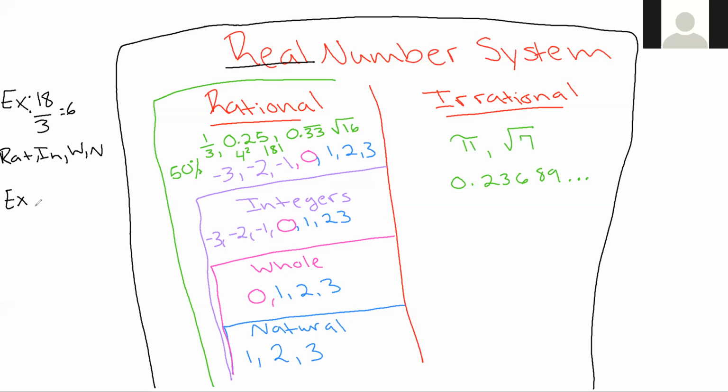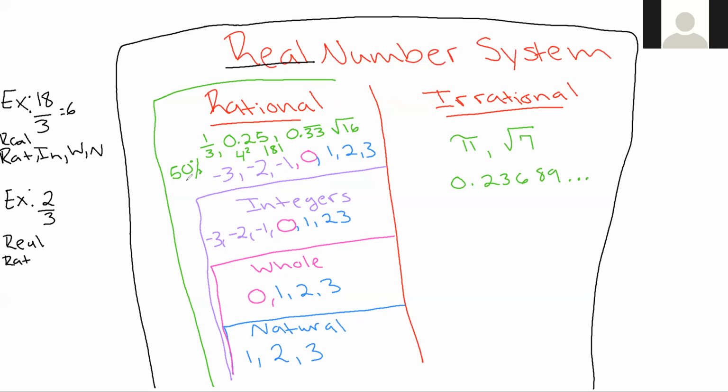Let's say I have 2/3. And also, this is also real. Remember, everything is real. We don't want to forget that. So 2/3 is a real number. So now that I know it's a real number, it's either rational or irrational. So 2/3 is a fraction, therefore it is rational.